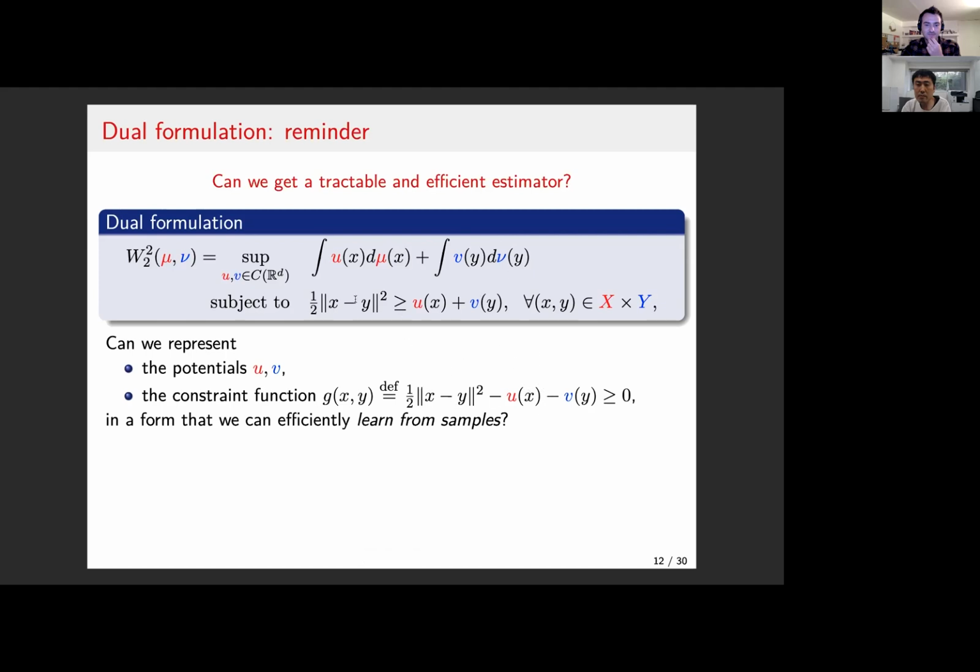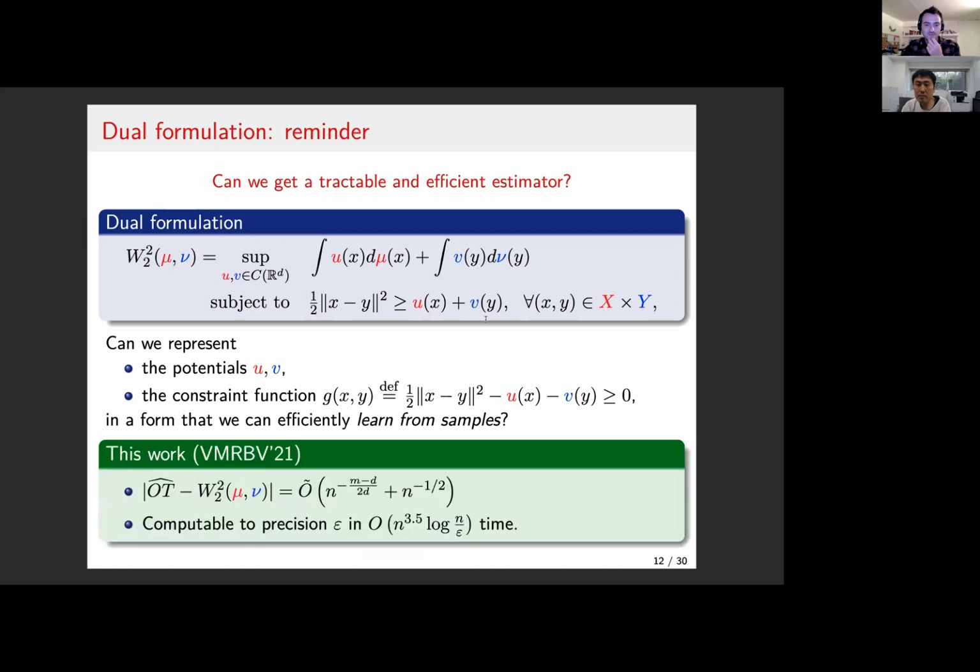So it's just this constraint that I've rewritten under this non-negative form. We would like to find a way to represent the potentials in this function here in a form that we can efficiently learn from samples. For instance, we could try to learn the potentials as kernels, as functions in the RKHS, which causes no problem because we know that they're smooth. And we could try to do the same thing for the constraint function, but it has this additional constraint that it has to be non-negative, which is not straightforward to encode with the kernel methods. This is what we did in our work, and I'm going to explain how we encoded this function.